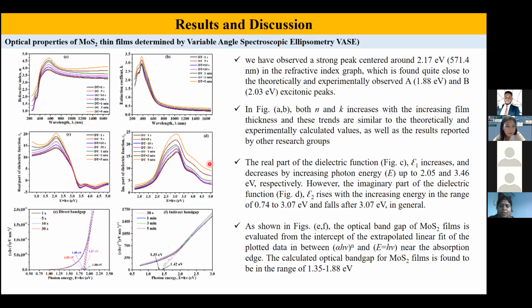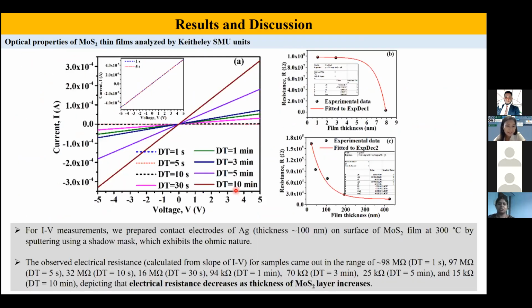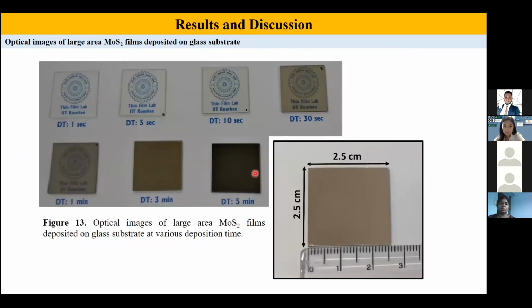Jyoti, sorry, you're running out of time. Can you move to the conclusion? Yeah. So this is the optical properties, and this is the electrical properties, and this is the large area film growth, and again this is deposited on various substrates.